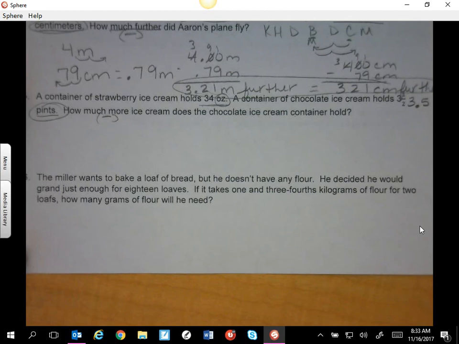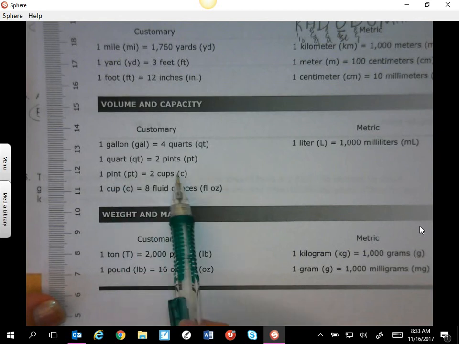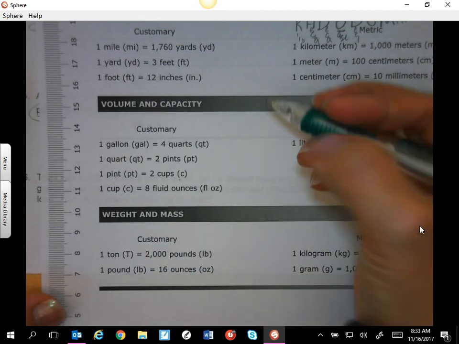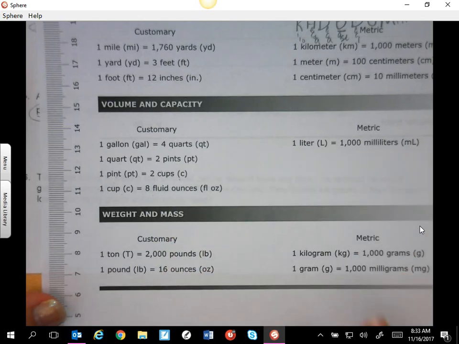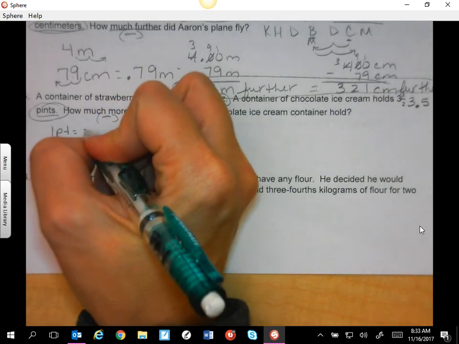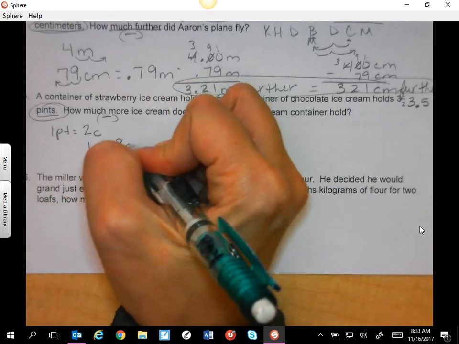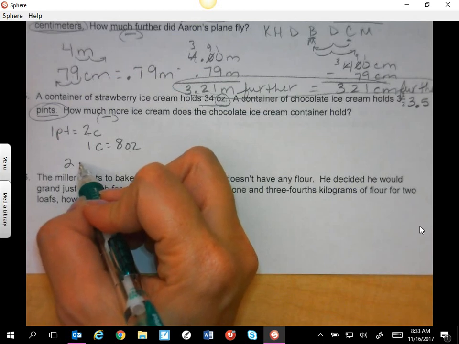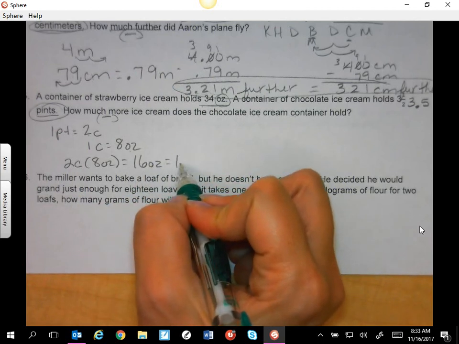So again, we can make them both pints or we can make them both ounces. If you go to your chart, 1 pint is 2 cups and 1 cup is 8 ounces. So if I need 2 cups, I would have to do times 2. Let's write that out. 1 pint is 2 cups and 1 cup is 8 ounces, right? I need 2 cups, so I would say 2 cups times 8 ounces. That's 16 ounces in 1 pint.